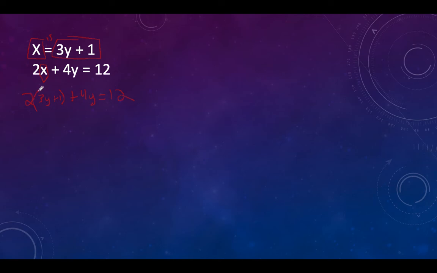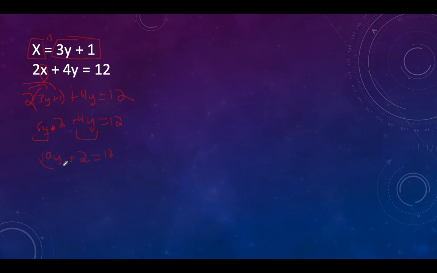Okay. 2 times 3y is 6y. 2 times 1 is 2. Plus 4y equals 12. Because we distributed right here. So that's how we got this right here. Is that supposed to be a plus? Nice handwriting. So we can combine like terms on one side of the equal sign. You got a 6y and a 4y. So that's 10y. Plus 2 equals 12.